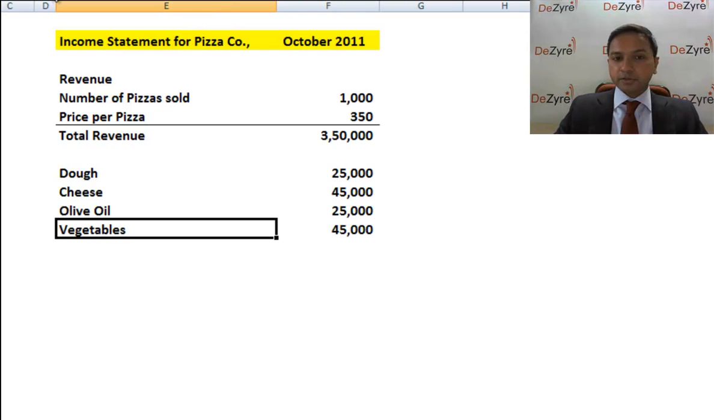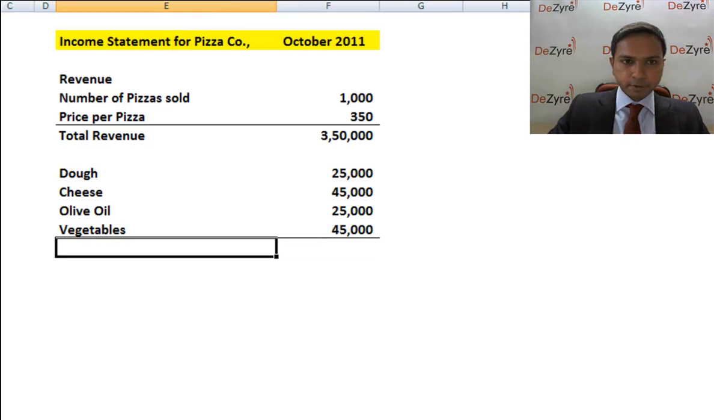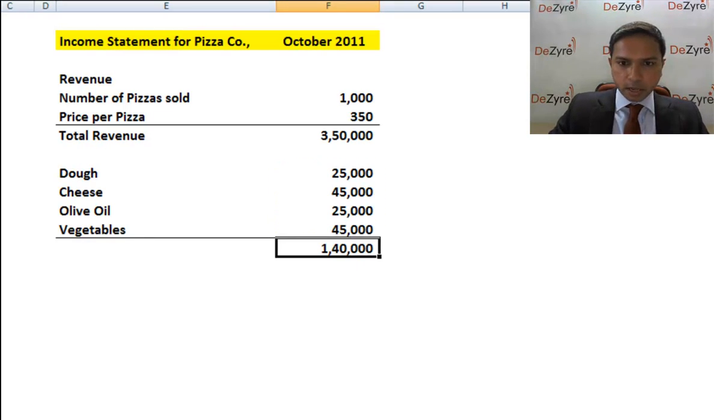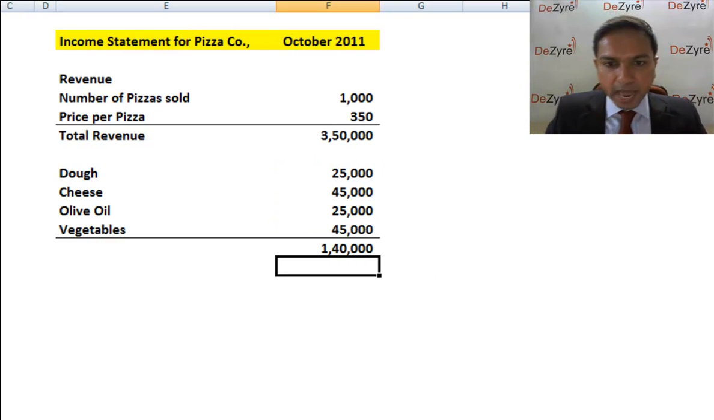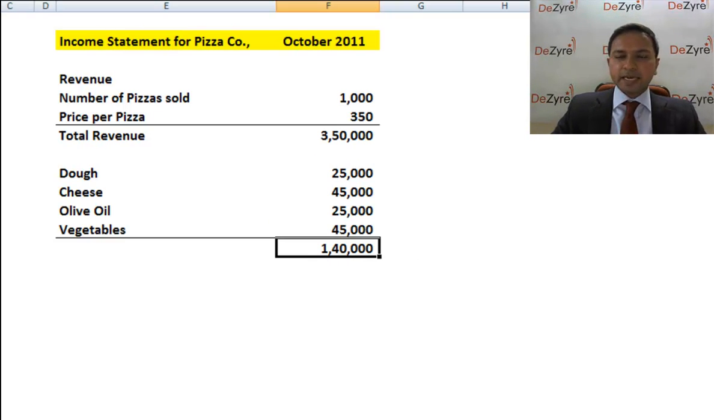So, and there's probably other things here, but we're just going to sum this up. We're going to sum this up, and we say, there you go. You spend 1,40,000 in the ingredients that go into making a pizza.